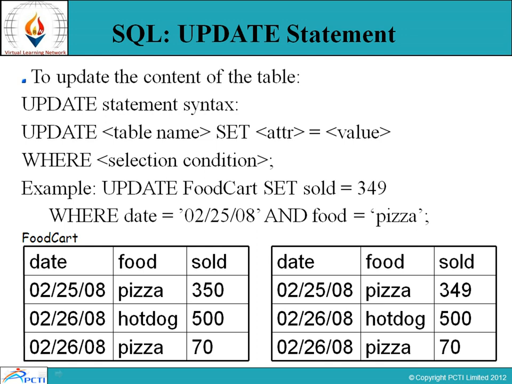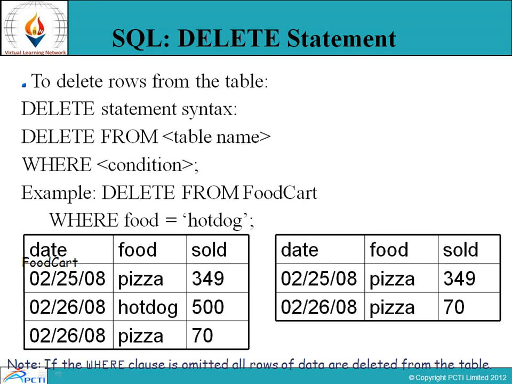Set column sold equal to 349. It will change your value to 349, but where? The condition will apply where date is equal to this and food is equal to pizza. Now you are able to see the table before the data is changed. This is the data; after the update is applied, the data will be changed here.